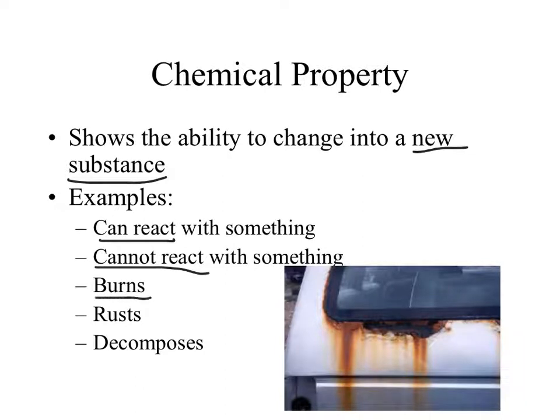What if something can burn? That's a chemical property because once something burns, it changes into a completely new substance. What if something can rust? That's a chemical property because when an object rusts, it changes into a completely new substance. What if something decomposes or breaks down? Perfect. It's no longer the same object when it breaks down.